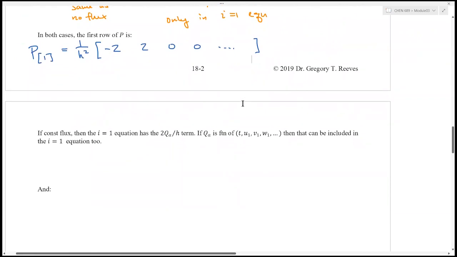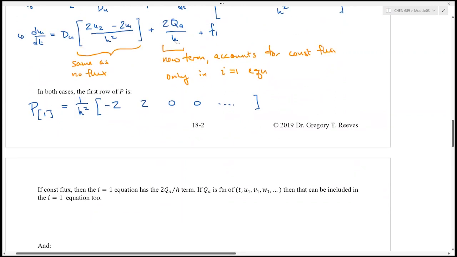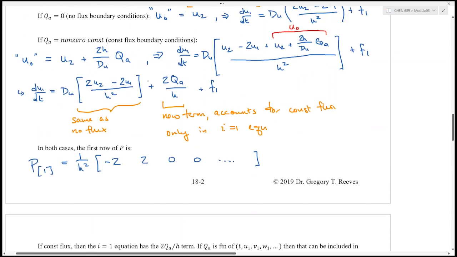Now, if this flux here, this qa, is not a constant, but it's a function of things, that can be generalized too. So we could, if we had wanted to, instead of saying constant flux, we could have said qa is a function of whatever we wanted there. So I'm not going to go over that particular scenario. So in all cases, this first row of P looks the same. You have a -2 in the first term, a 2 in the second term, and everything else is 0.